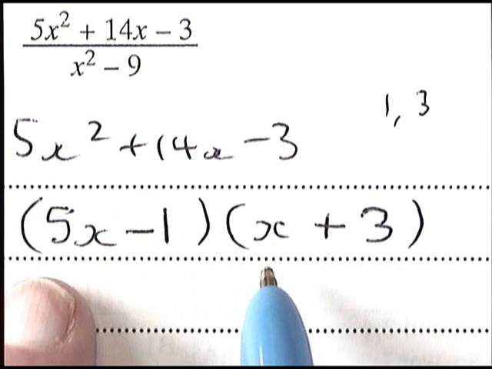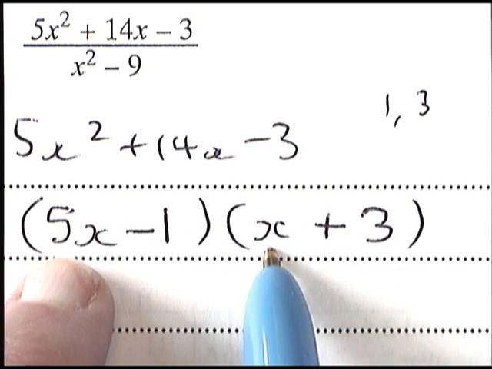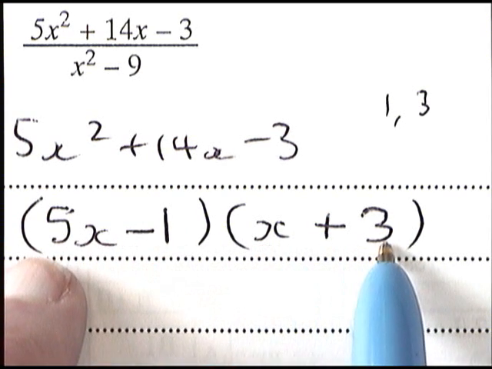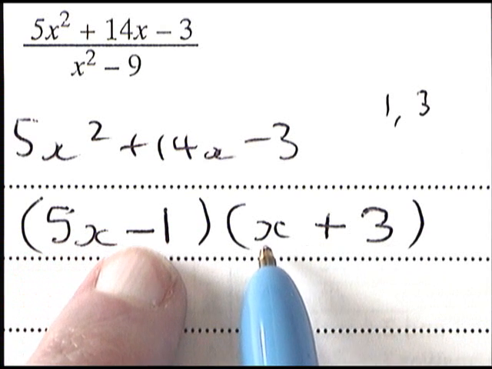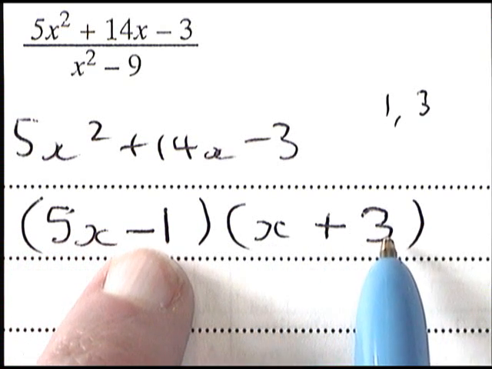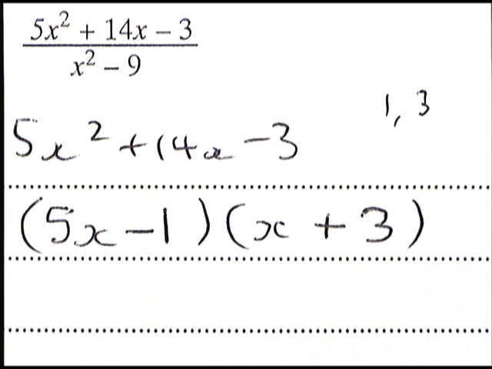And to check, if you multiply these bits together, we're going to get 5x squared, 15x, take away 1x, which is a 14x. And from timesing those two bits together, we're going to get minus 3.